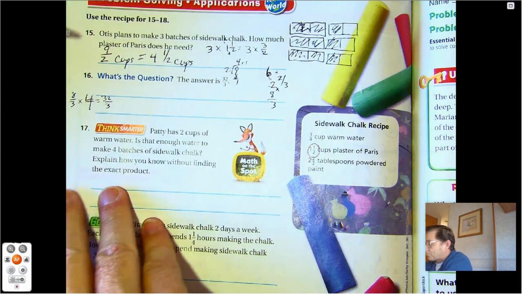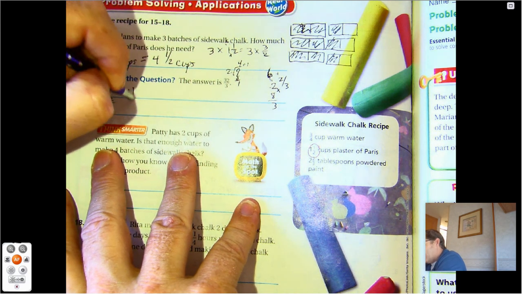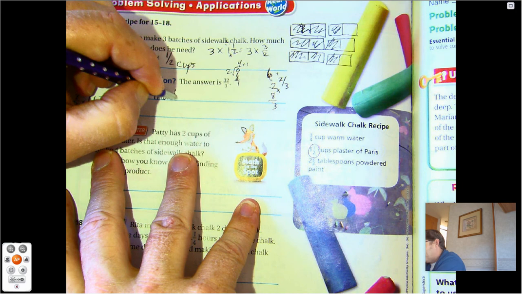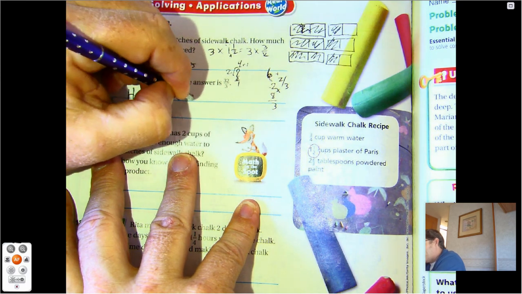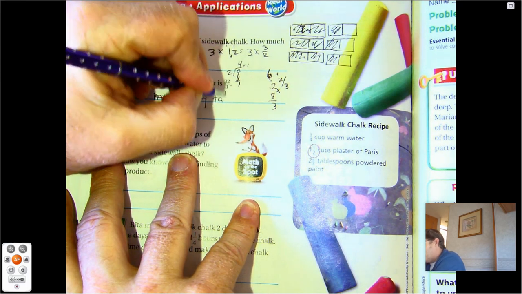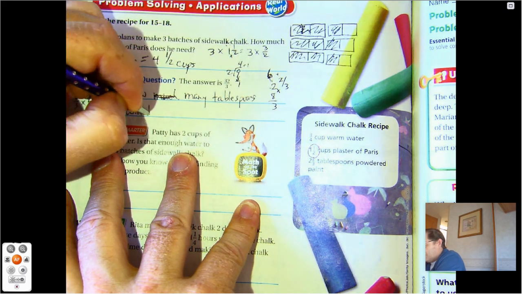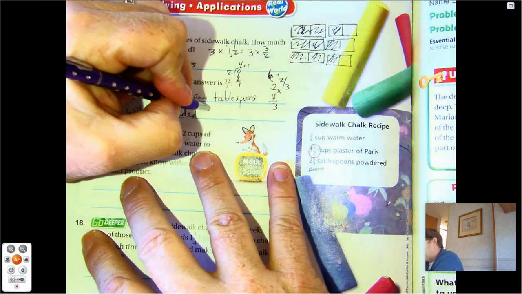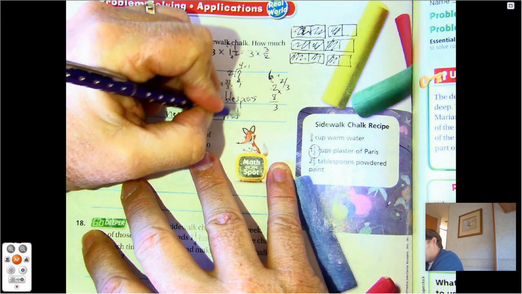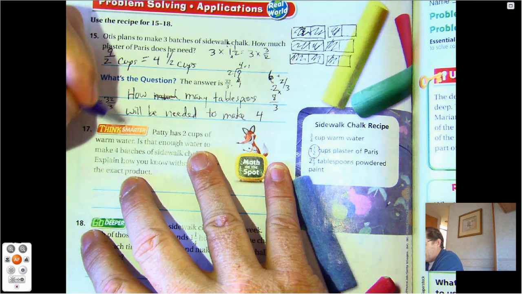So how many tablespoons will be needed to make 4?